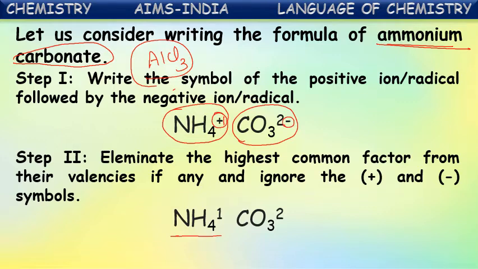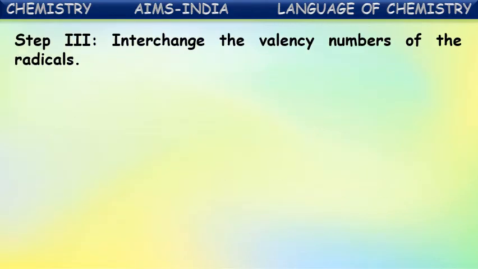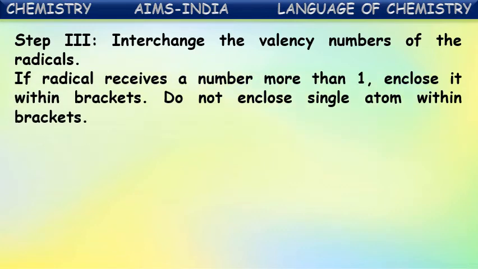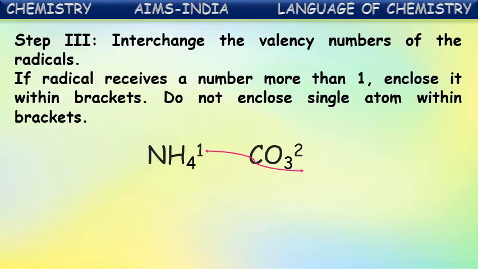Then NH4 1, CO3 2. Our next step is crisscrossing. This 2 should come here, 1 should come here. But it is a radical, so we should keep it in brackets. Interchange the valency numbers of the radicals. If more than one, enclose it in brackets. We have NH4 1, CO3 2. So this 1 comes to CO3 and this 2 comes to NH4.